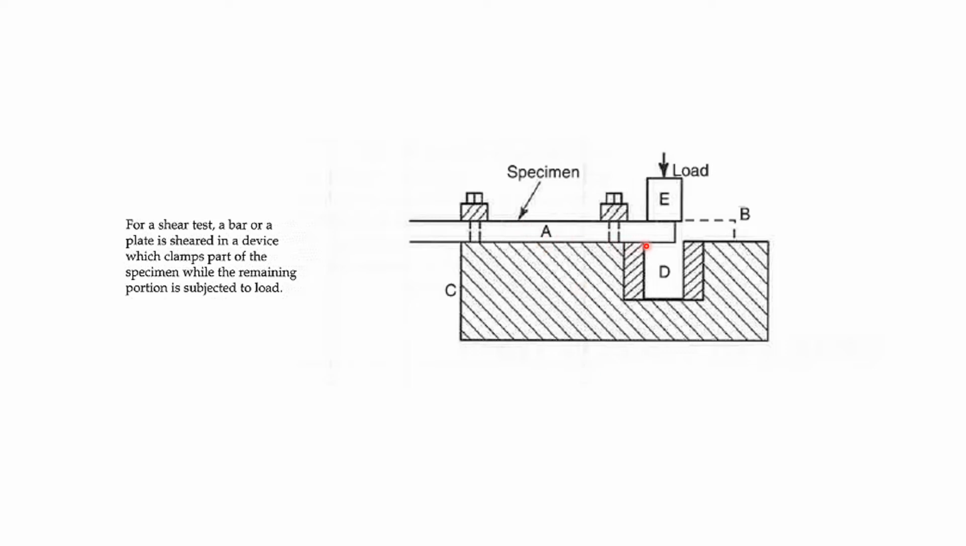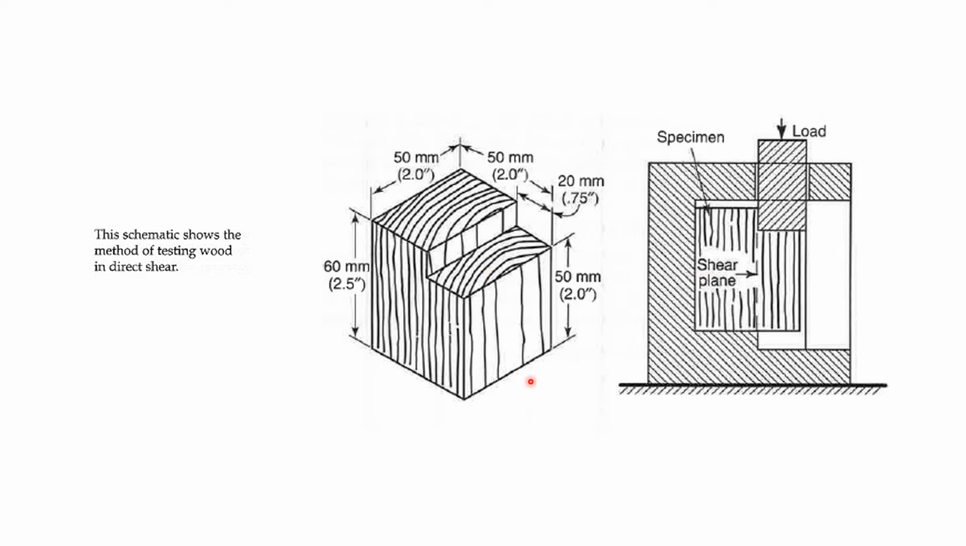So here you can see your specimen, a load right there, and this is your shear location right there. For a shear test, a bar or a plate is sheared in a device, and that device is clamped, right? Part of the specimen is clamped, you can see the clamps right there, while the remaining portion is subjected to load, and we load it right here. A little bit difficult to see, but you eventually get it if you understand the word shear. Shear is basically cutting something off.